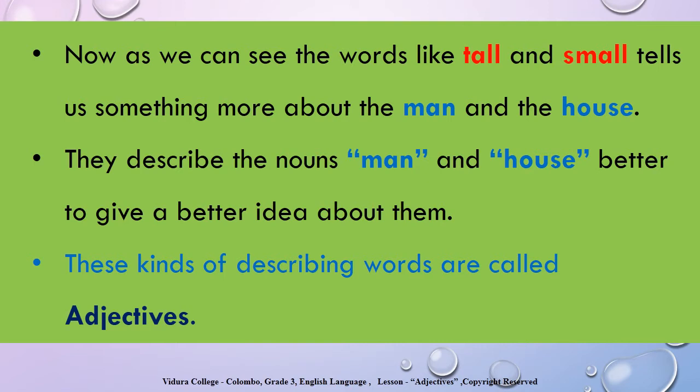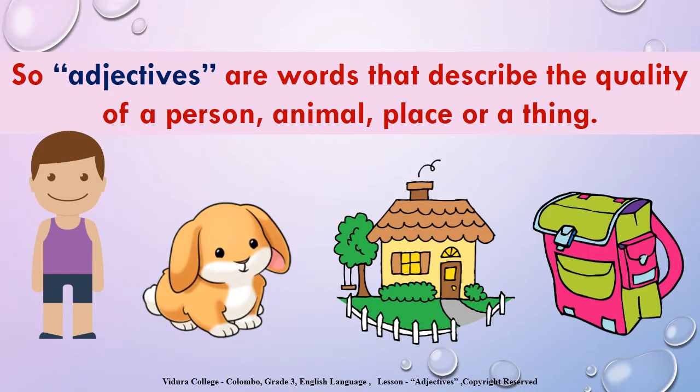An adjective is a word that customizes and intensifies a noun or a pronoun. It gives additional information about what the noun or the pronoun refers to. It usually comes right before the noun or the pronoun that it modifies. So children, adjectives can be defined as words that describe the quality of a person, animal, place or thing.